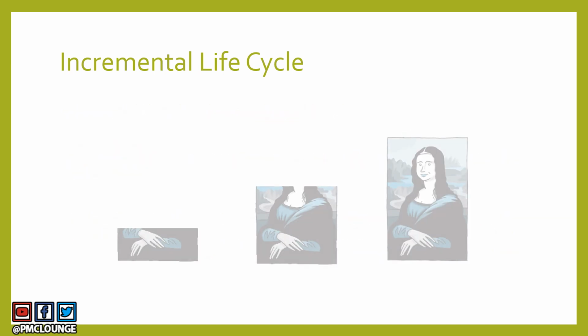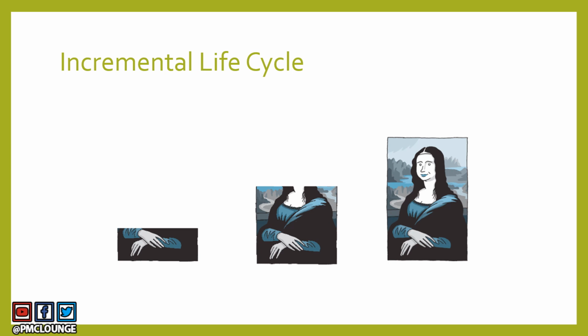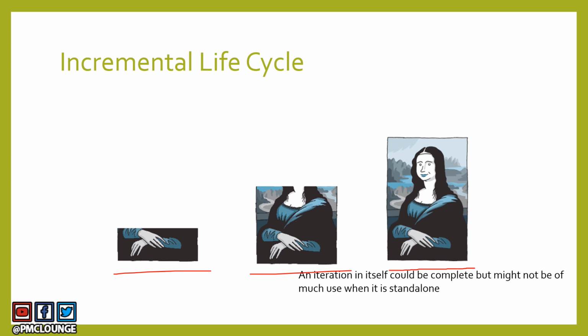Okay, so this is how an incremental life cycle looks like. These are all increments, and you need to combine all the increments in the end to produce the final product. An iteration in itself could be complete. This in itself could be complete, but it might not be of much use when it is standalone. So this, although is complete, it doesn't have any changes moving further, but in itself, when this is standalone, it might not be of much use. So this is how incremental life cycle looks like.